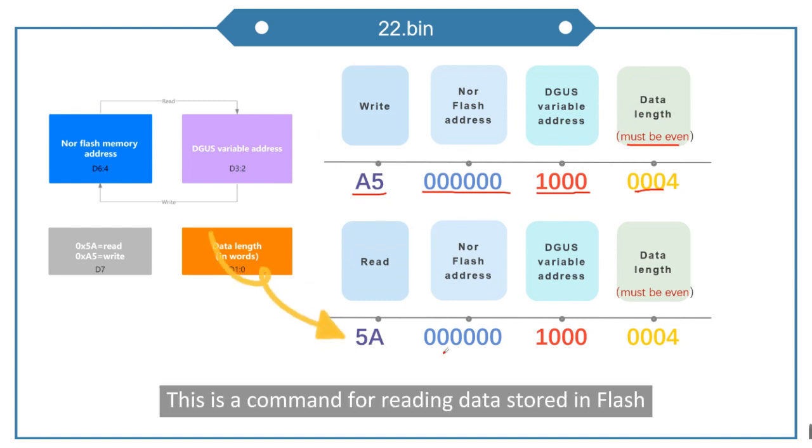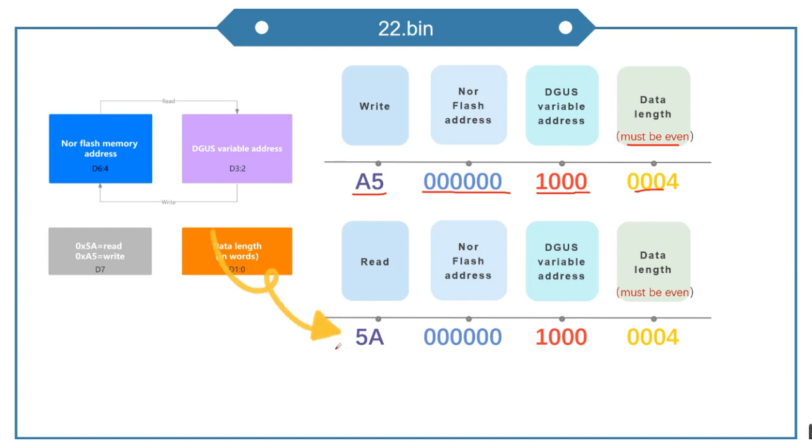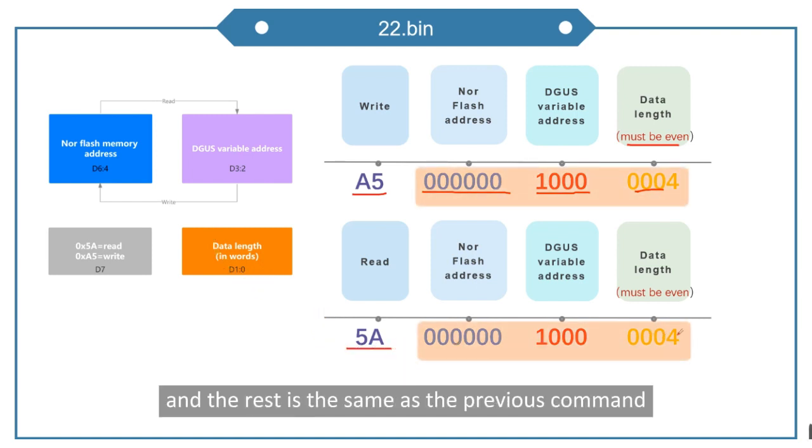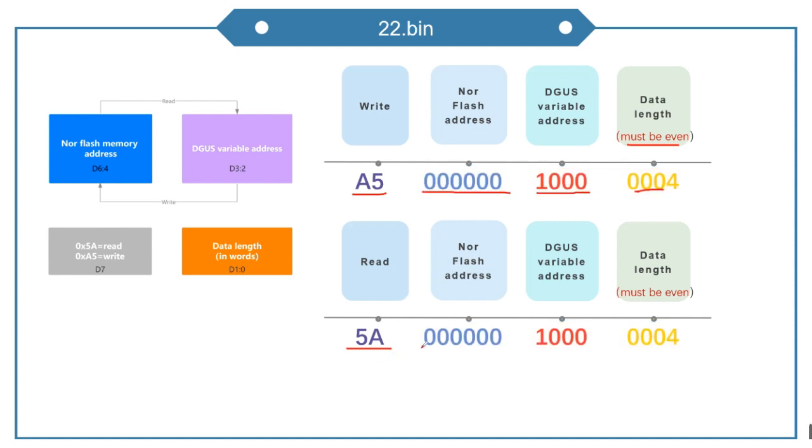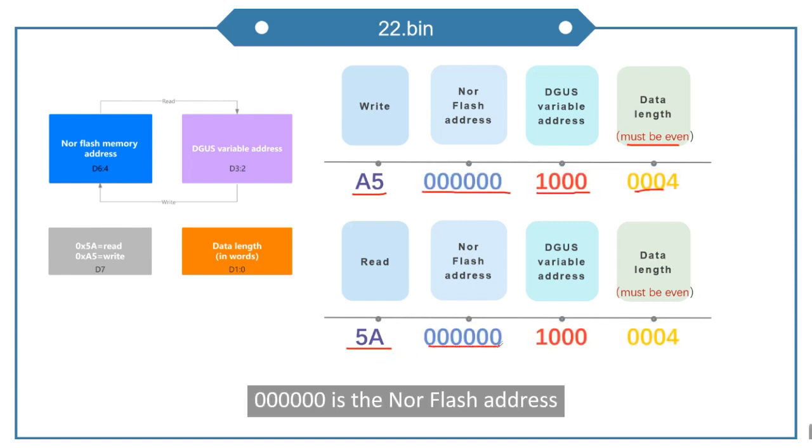This is a command for reading data stored in flash. 5A means read, and the rest is the same as the previous command. 000000 is the NOR flash address. 1000 is the DWIN variable address. 0004 is the data length.